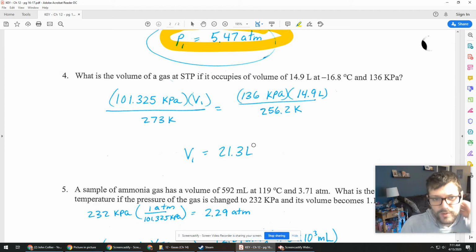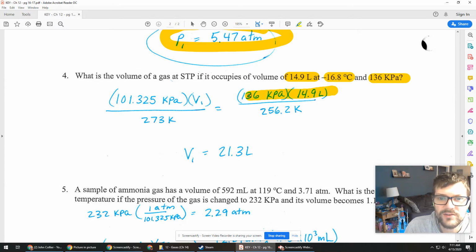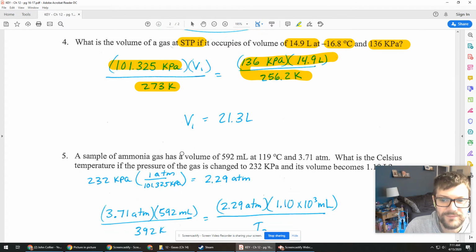Question number 4. What is the volume of a gas at standard temperature and pressure if it occupies 14.9 liters, 16.8 Celsius, 136 kPa? That's all this stuff over here. And then my standard temperature and pressure, 273 is that standard temp. Notice I used 101.325 as my standard pressure because, again, I'm trying to match the units that were given to me in the problem. They were kilopascals, so I report in kilopascals.